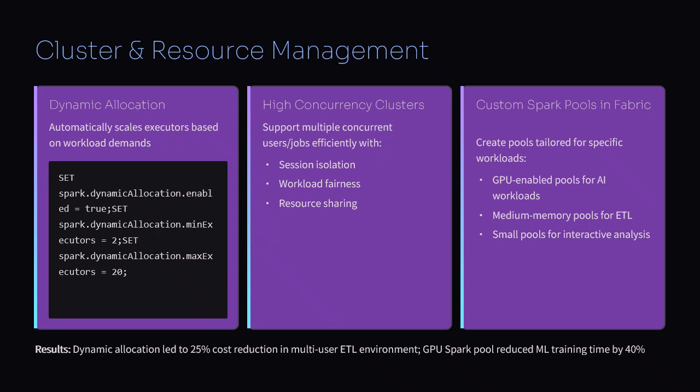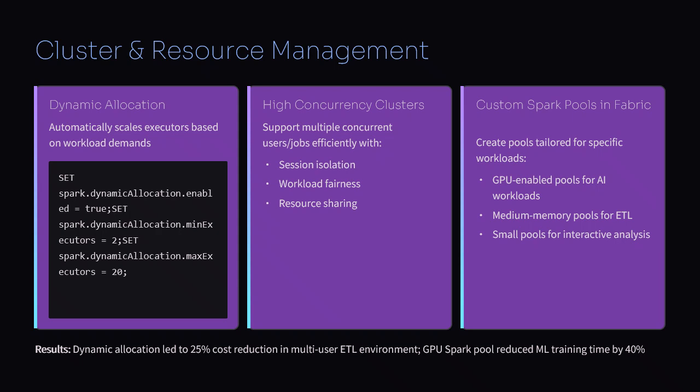Effective cluster and resource management is essential to running scalable, cost-efficient Spark workloads in Databricks and Microsoft Fabric. One key feature that enables this is dynamic allocation. With dynamic allocation enabled, Spark automatically scales the number of executors up or down depending on the real-time workload demand. This means during periods of heavy data processing, more executors are requested to meet parallelism needs, while during idle or low activity phases, executors are released to save resources and cost.